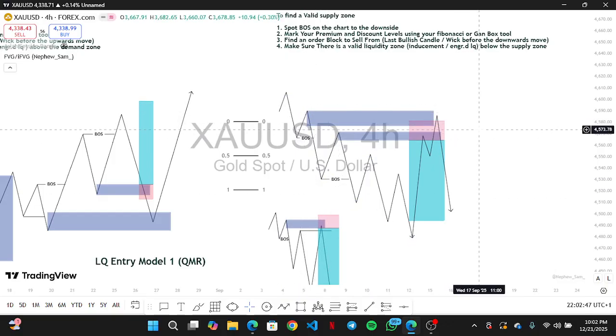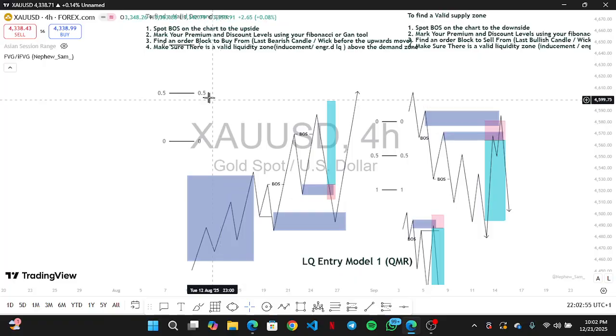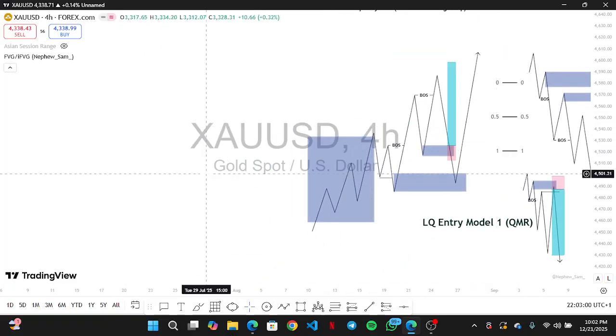So now we need liquidity to enter the supply zone with confidence. We don't just enter anyhow. So this is an inducement, as I wrote here, inducement or engineered liquidity. Now let's look at engineered liquidity together quickly, so we can know what engineered liquidity looks like.